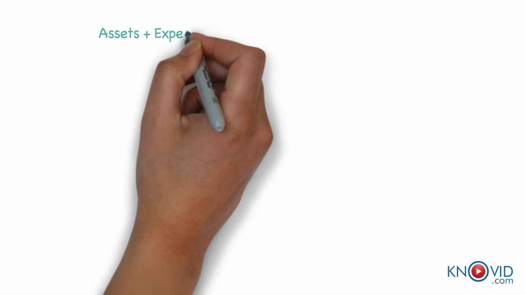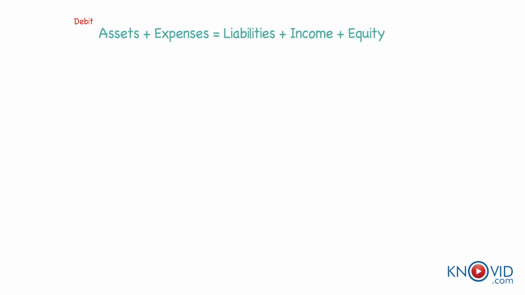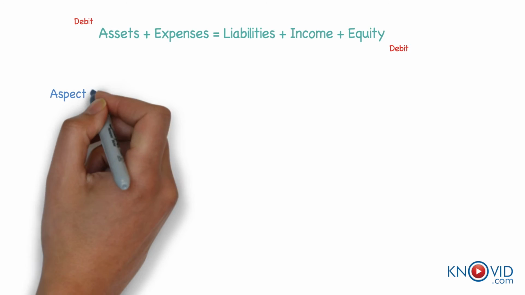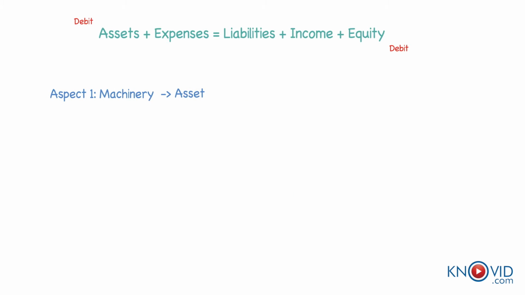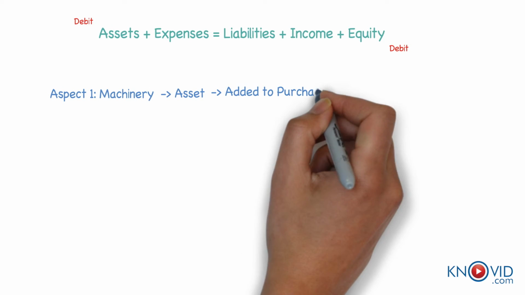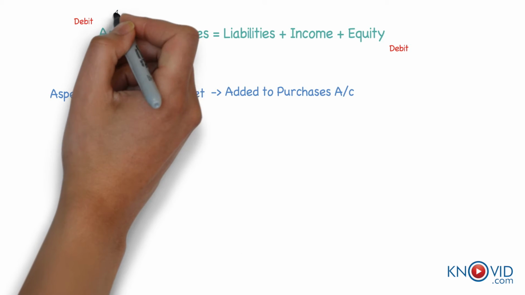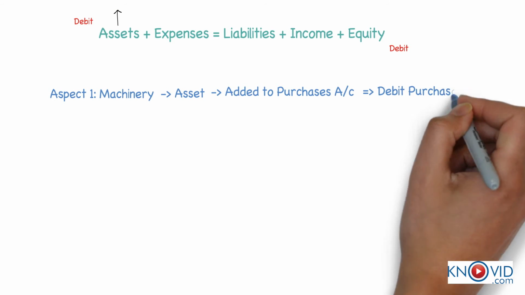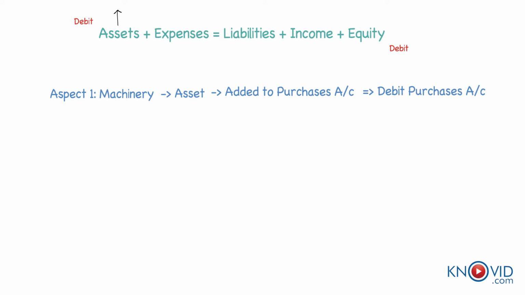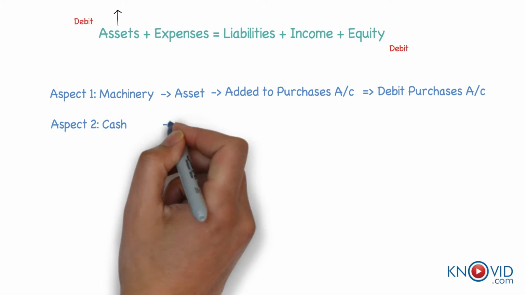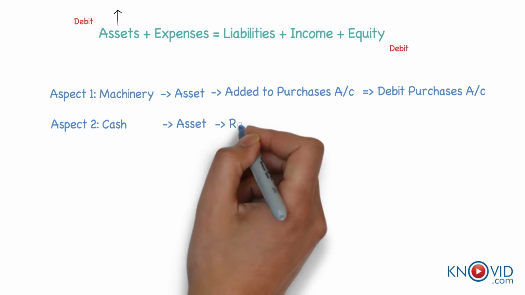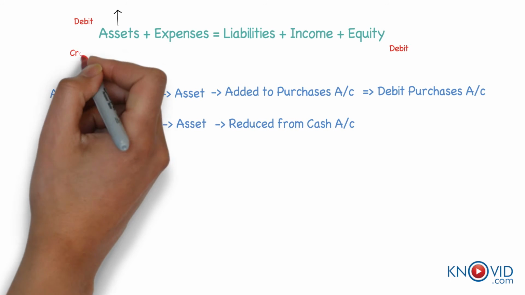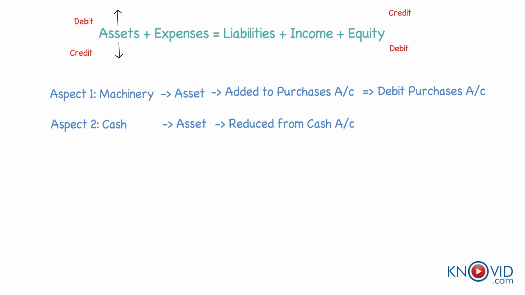Therefore, in our example, when we refer to the accounting equation, we see aspect 1 is machinery, which is an asset, which is added to the company's purchase account. Since the asset is increasing, as per the accounting equation, we need to debit the purchases account with rupees 1 lakh. Aspect 2 is cash, which is also an asset, which is reduced from the company's cash account. Since the asset is reducing, as per the accounting equation, we need to credit the cash account with rupees 1 lakh.